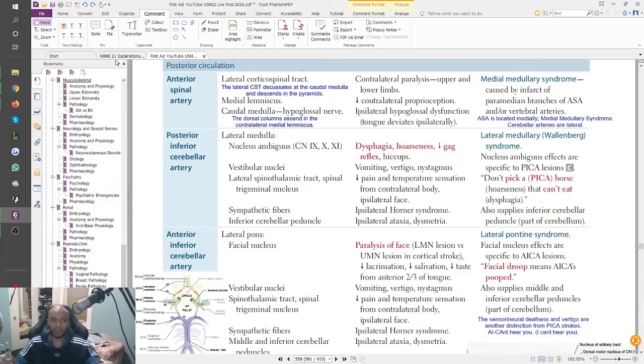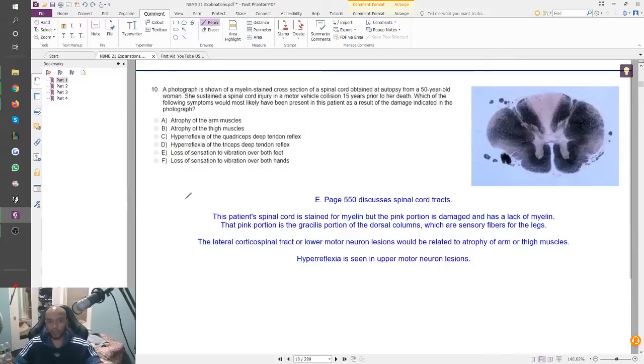Very easy once you just use those mnemonics, but at the end of the day, before Step 1, you want to make sure you're using more than just mnemonics to master stuff. And this didn't even require that much. It was just a lack of the gracilis.